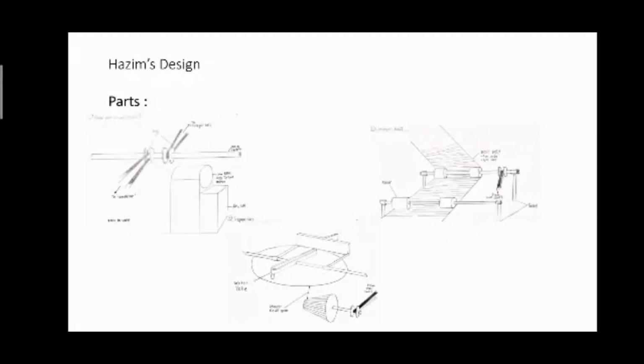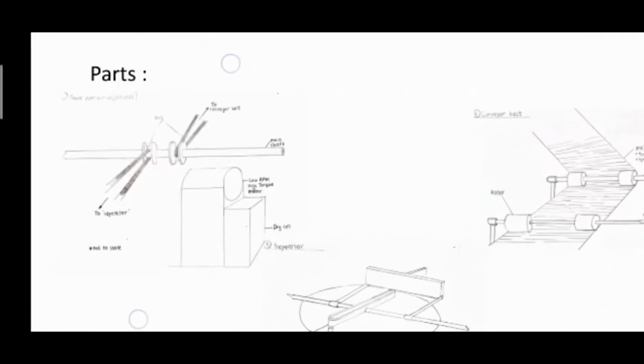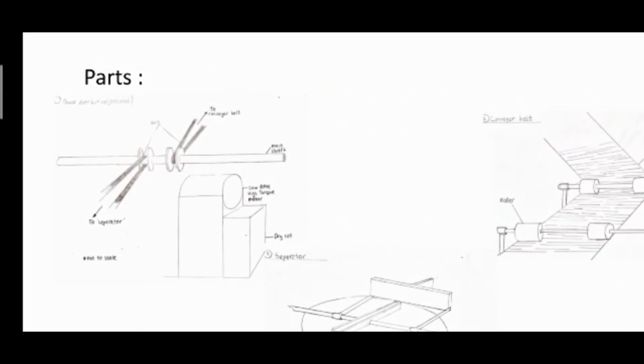That's all. So this is Hazim's design. It can be separated into 3 major parts. The first one is the power distribution, where the motor turns the main shaft and the connector belt conveys the power to the conveyor belt and the separator.